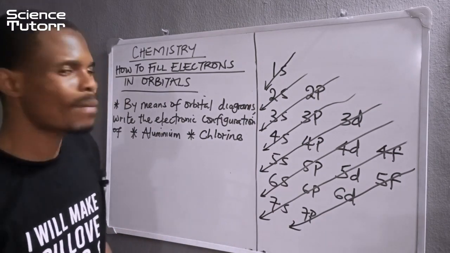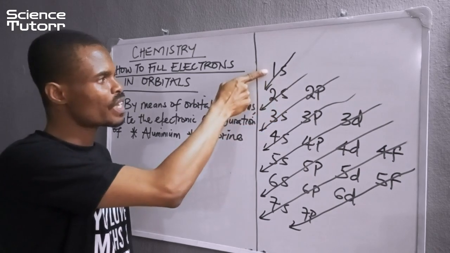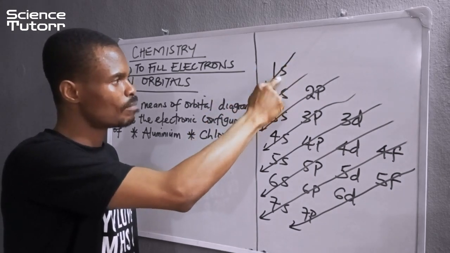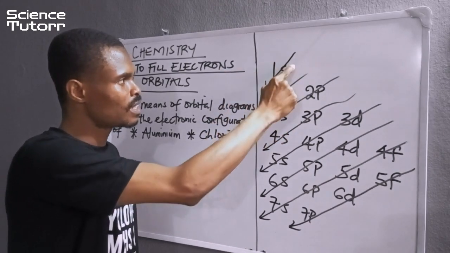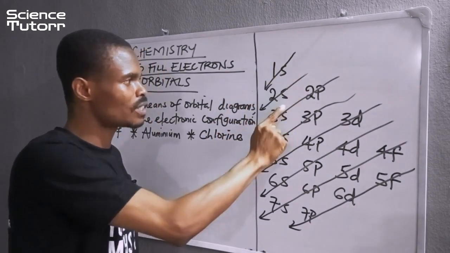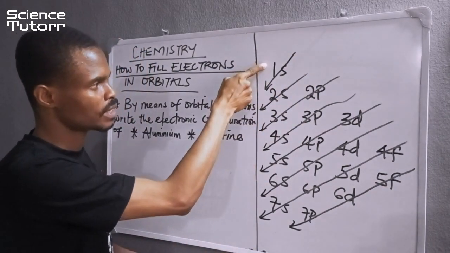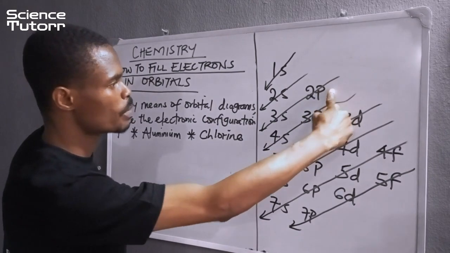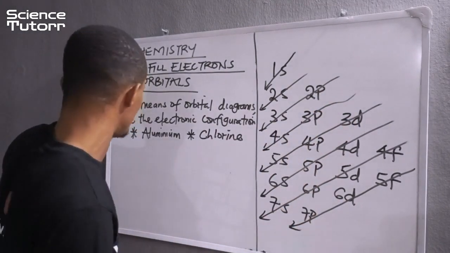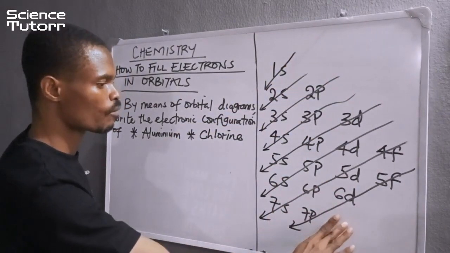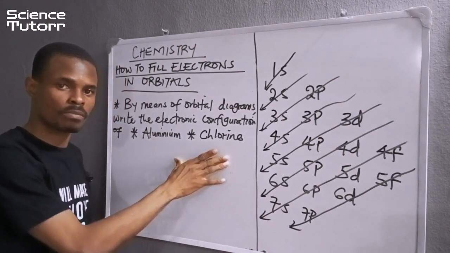Now, the Aufbau principle simply states that electrons will fill the lowest energy before moving to a higher energy. In this case, 1s is of a lower energy than 2s. So it means the filling begins with 1s, 2s, 2p, 3s, 3p, 4s down till we get to 7p. So a good knowledge of this will help you to solve such a problem.